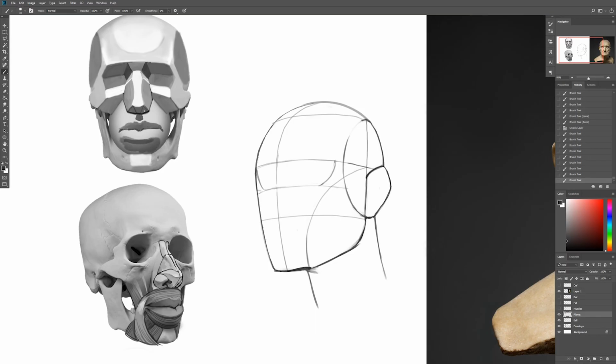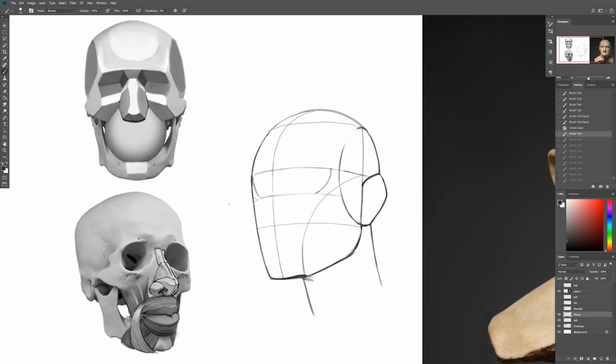There you go. And then we have the mouth. Really, really simple once we have that sphere. And now, as far as the bones are involved, this would be pretty much it. So those are the big landmarks. So we can take a look at them again.